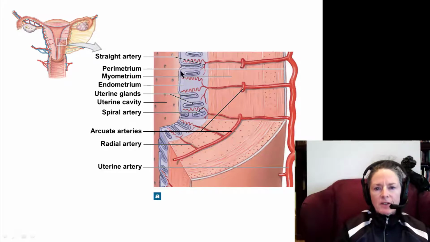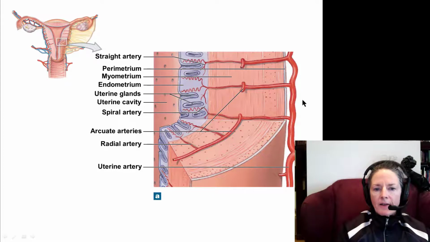So let's have a look at the endometrium. We have the endometrium here, and here you can see these deep glands, and the rest is this mucosa, these epithelial cells with the lamina propria and so forth. We're going to have a lot of vasculature in here.